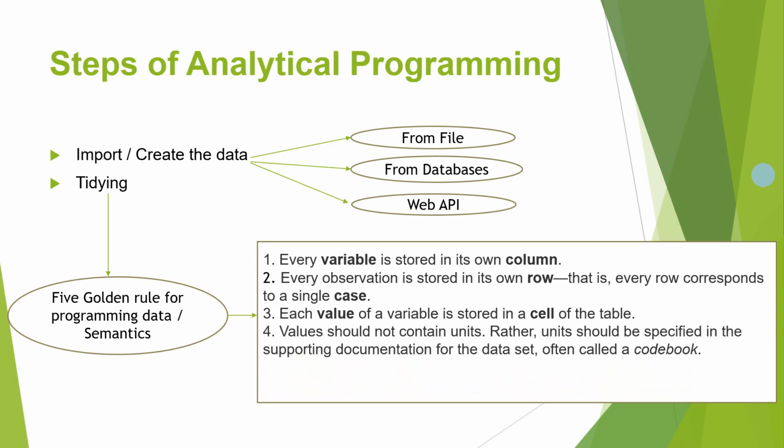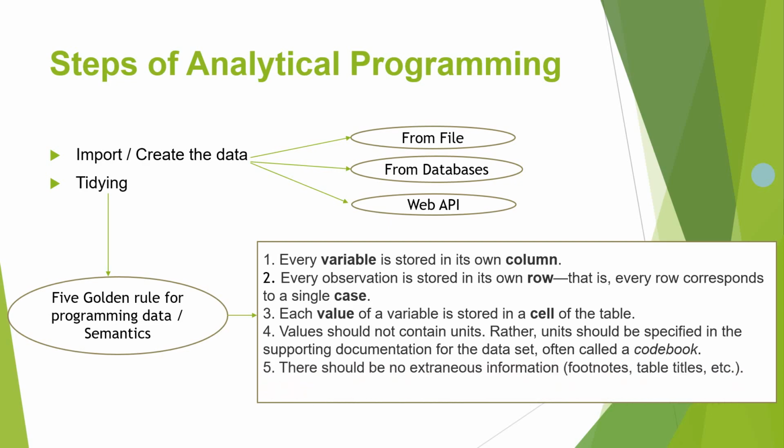The fourth rule is that values should not contain units. Rather, units should be specified in the supporting document for the dataset, which is called a code book. For example, if you are capturing height and weight, and you capture the height in inches or meters, do not put the units with your data. Just put the data and develop a code book along with it. In the code book you mention that this particular variable collects data about height, and that height is captured in inches or meters.